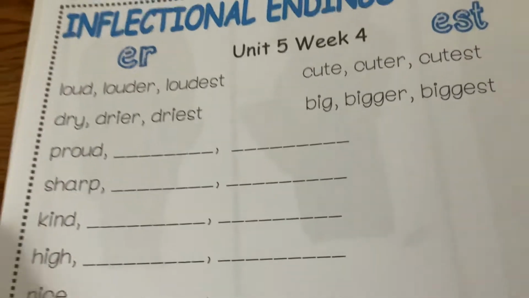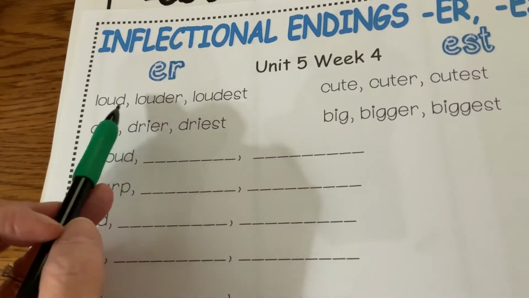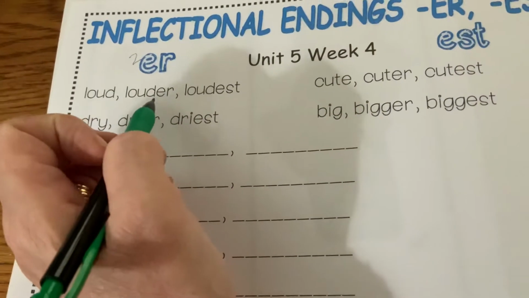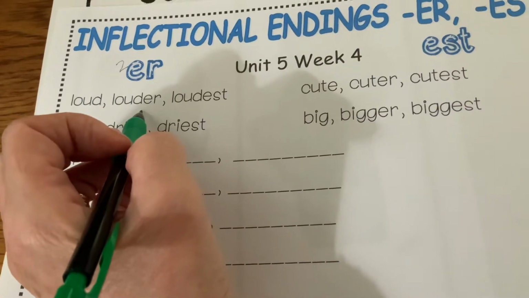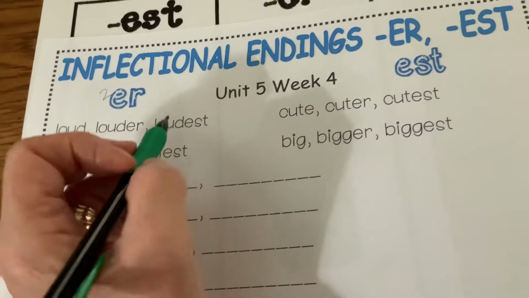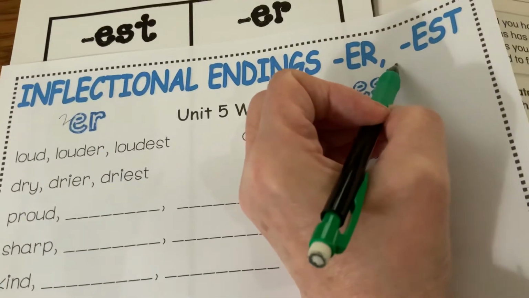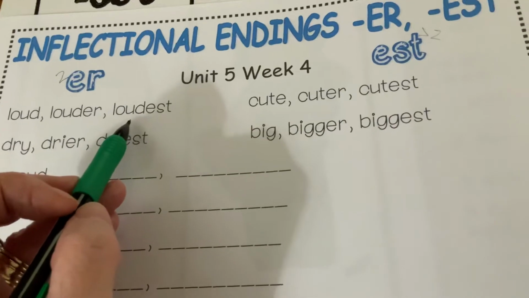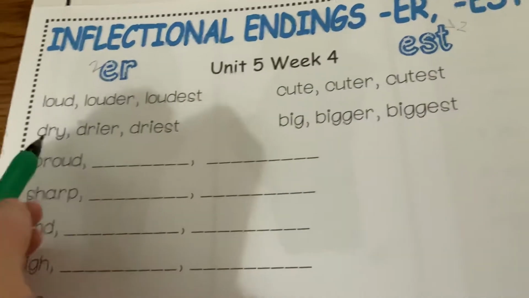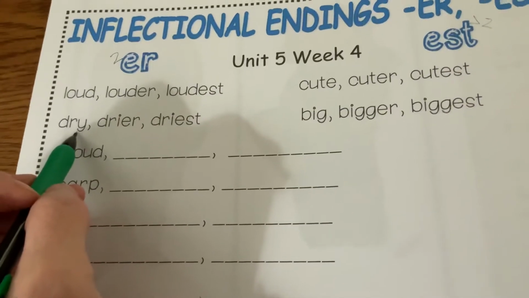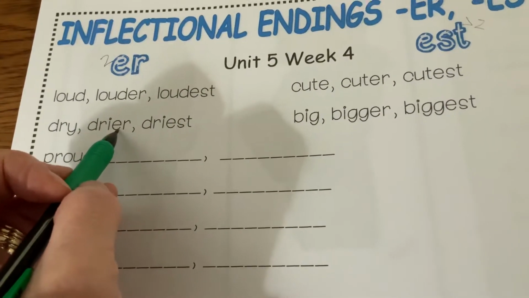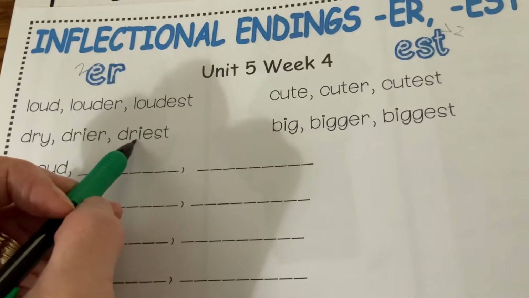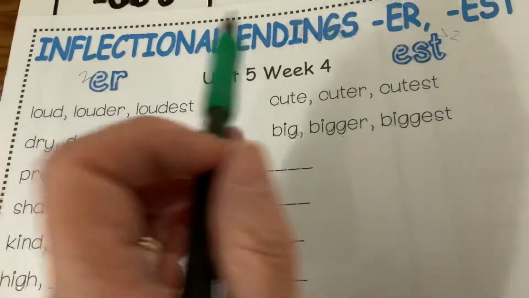We have something that is loud, but if we're comparing it between two people, it is louder. That music is louder than the music in the other room. And EST is for more than two people. So it is the loudest music in the whole building. Today, my clothes are dry. They are drier than they were yesterday. So comparing today to yesterday, two things. They are the driest they have been all week. So comparing more than 2 days.